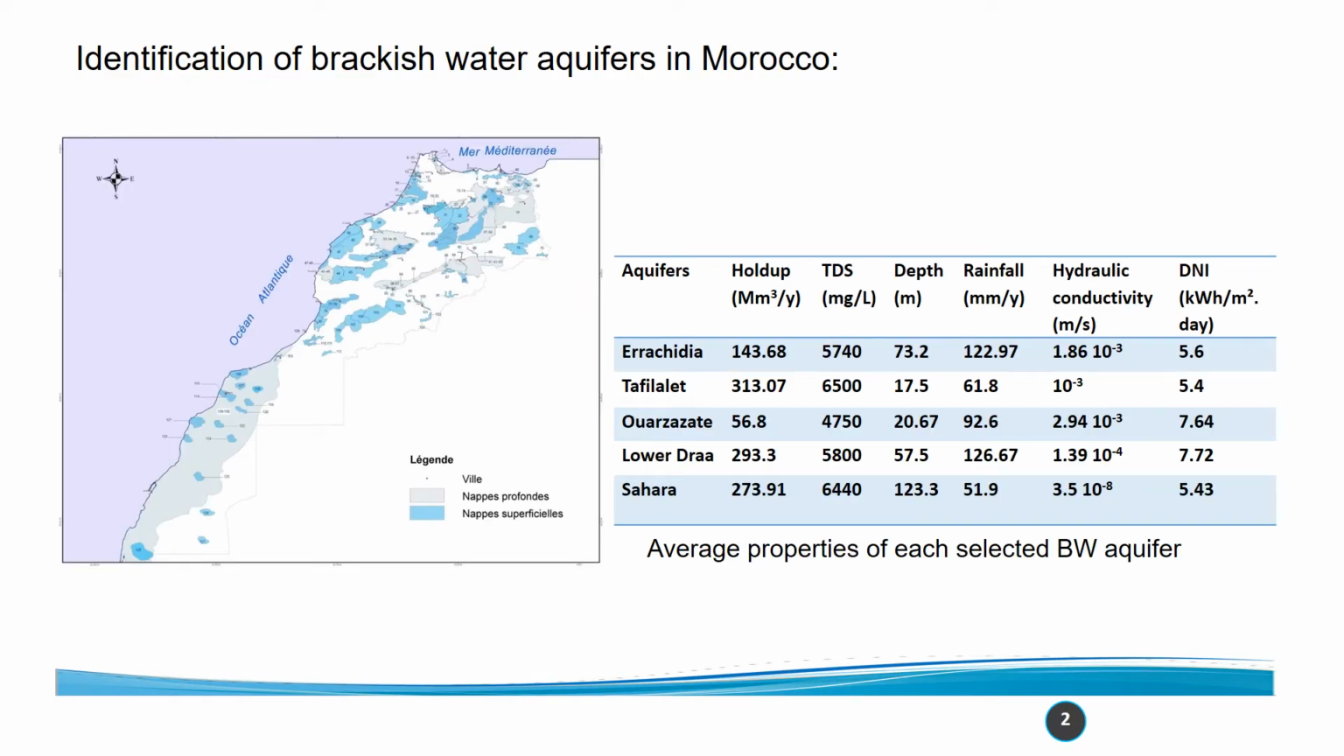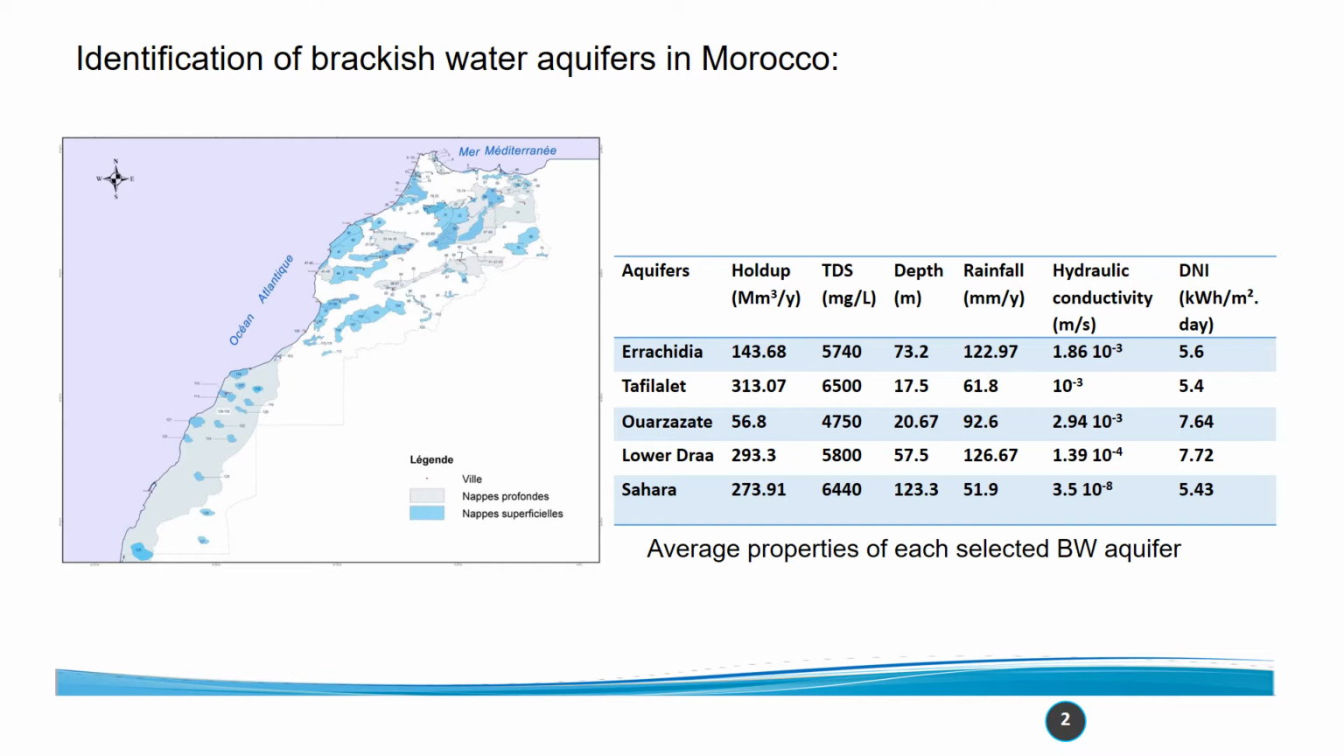Morocco has significant brackish water potential distributed across its territory with variable water holdup and salinity. This amount of brackish water could be exploited to produce fresh water by exploiting the abundant solar irradiance through membrane thermal desalination, especially in rural arid regions. In this work, 5 brackish water aquifers have been identified as reported in this table.